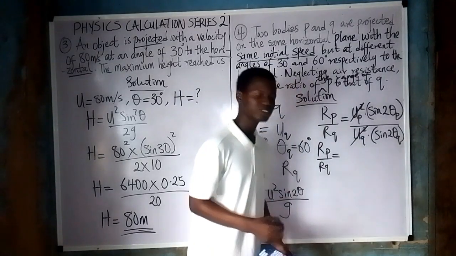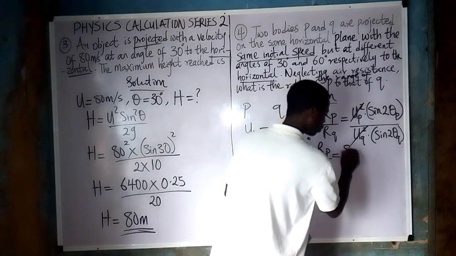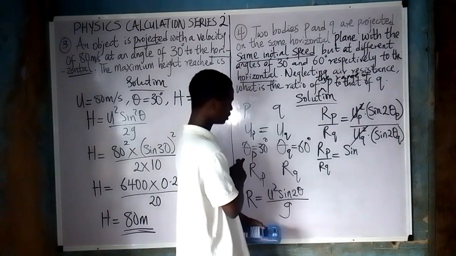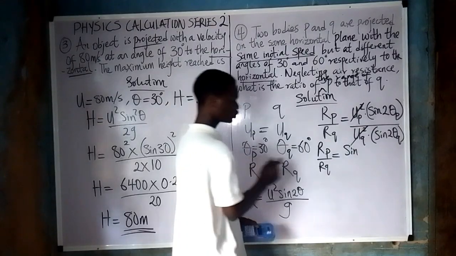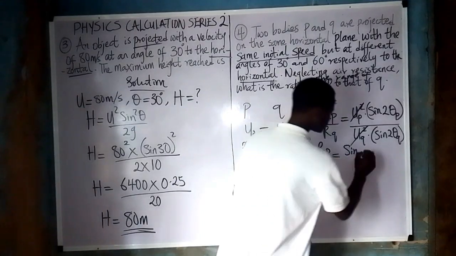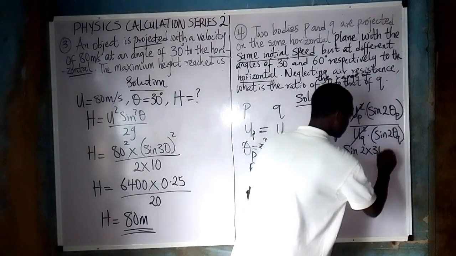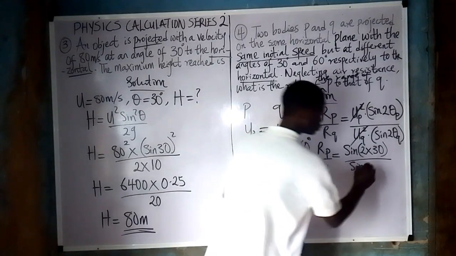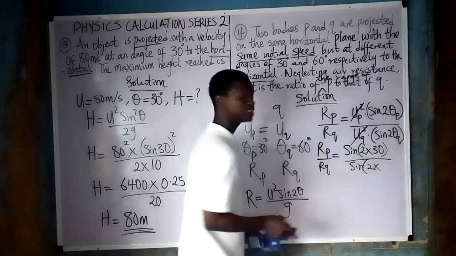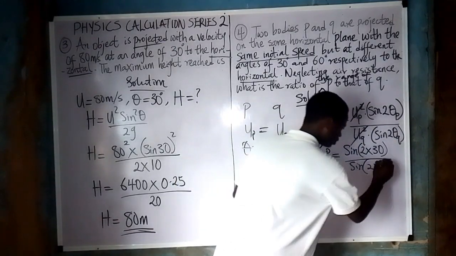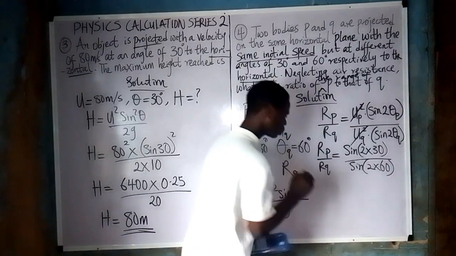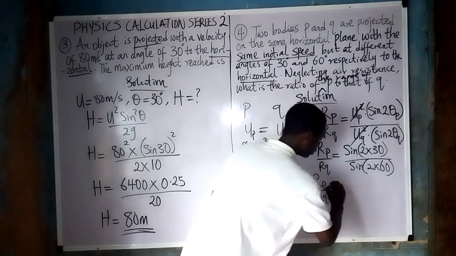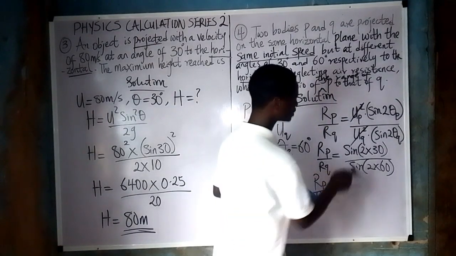Now let's start fixing values. What will be left for P? Sine of 2 times theta P. Theta P is what? 30. So it will be 2 times 30, over sine 2 times theta Q. Theta Q is what? 60. So I will say 60 here. Now watch what will happen. R_P over R_Q will now be equal to, let's see.